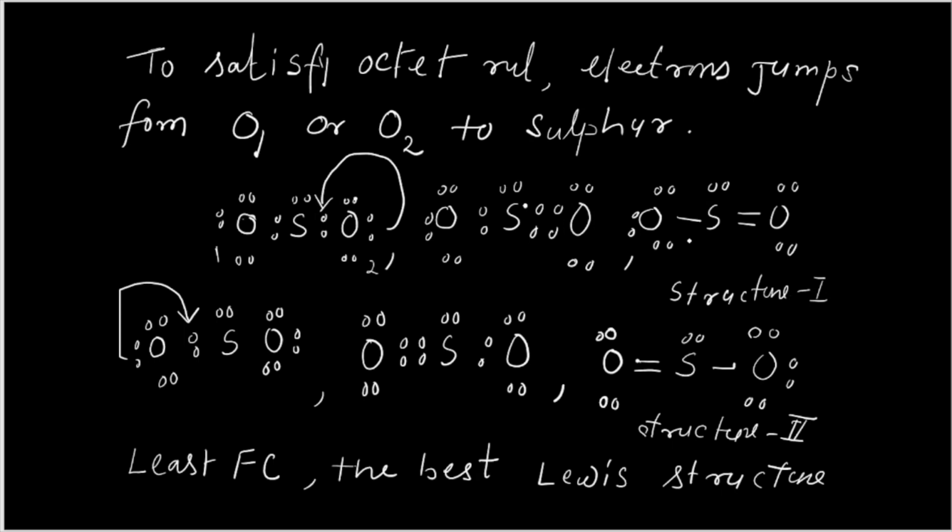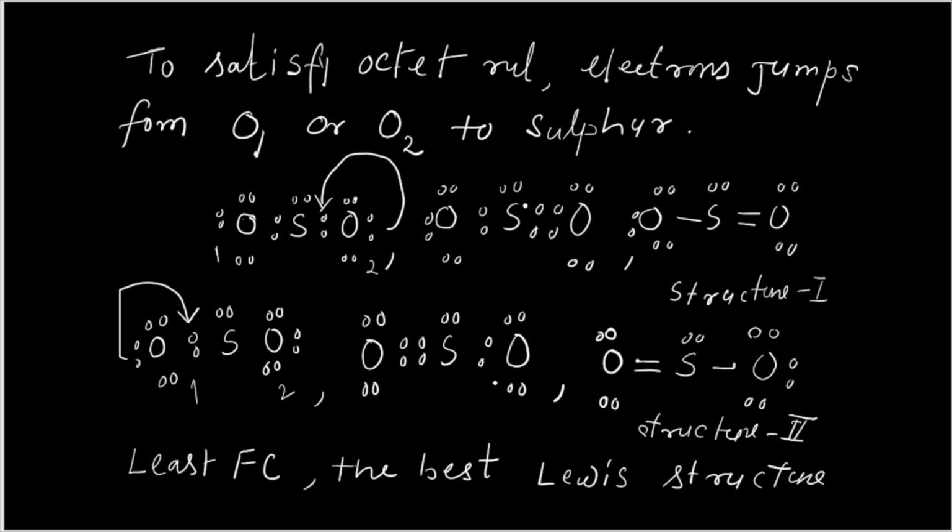So when electrons move from oxygen 2 to sulfur, this is the structure 1 form. And you know there are 2 oxygens, 1 and 2. Then this is structure 1, then what is the other structure? That means here, from this oxygen, again this one is 1 and this is 2. Then what happened here? From oxygen 1 to sulfur.